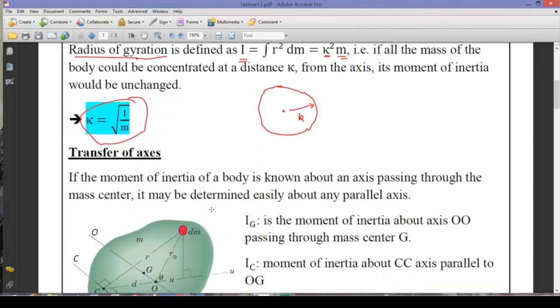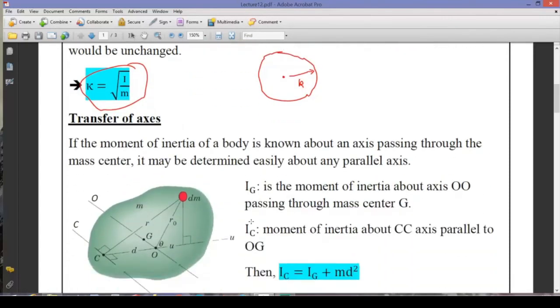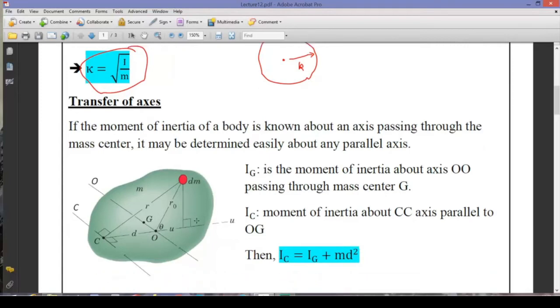Now, another important concept is the transfer of axes, which is also known as the parallel axis theorem. We can have the information about a specific axis. Let's say that we already derived this information about point O, which passes through this mass center at G. But then we are interested in finding this mass moment of inertia at a different location, at a different axis, which is actually parallel. These two axes are parallel to each other.